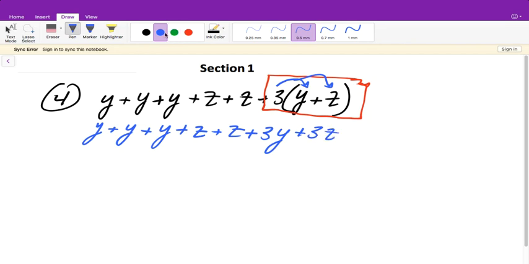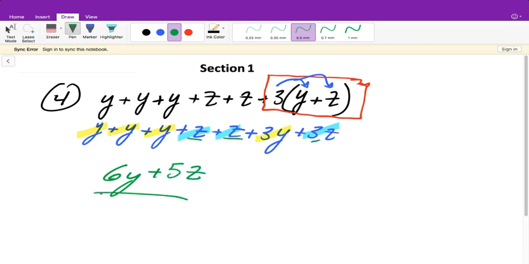All right, and then from here, since it's all addition, I'm just going to combine all my like terms. So all of these are like terms. So then y plus y plus y plus 3y is 6y. And then I have z plus 3z, which is then going to give me 3z plus 1 plus 1. So that will then give me 5z. And that will be your final answer.